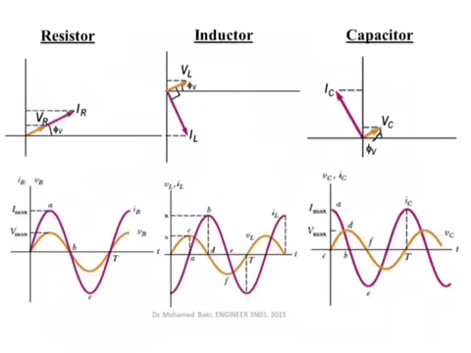So now we have three components that we discussed so far in terms of phasors. We have a resistor. In the time domain, as the current increases, the voltage will increase as well. They are in phase. If the current decreases, the voltage will decrease as well. V is equal to IR. R is the resistor. There is no phase shift between them.